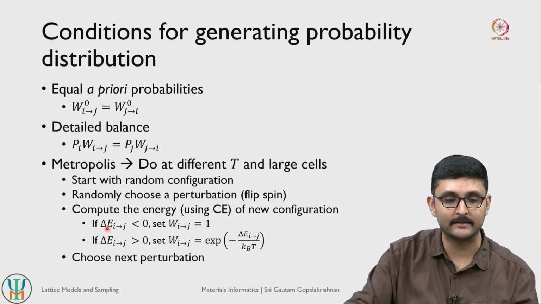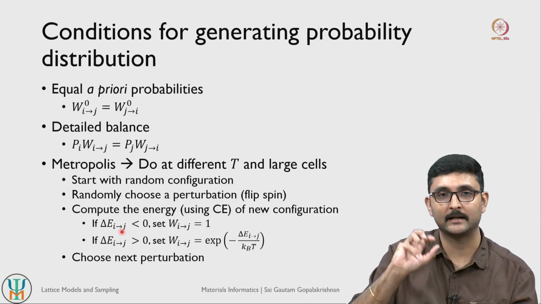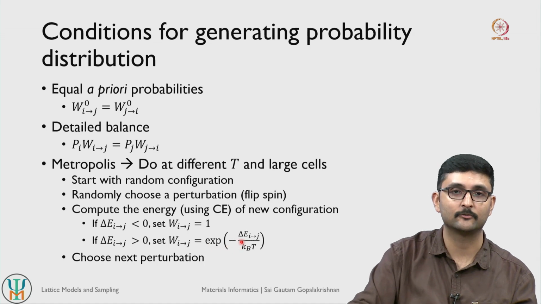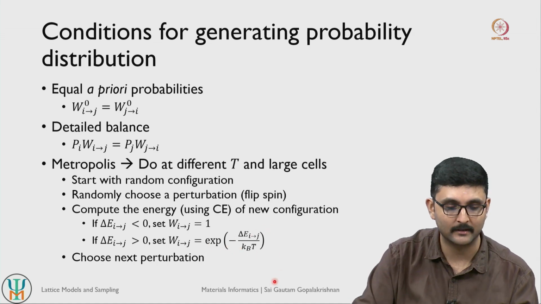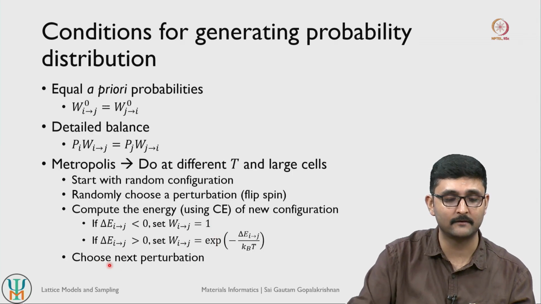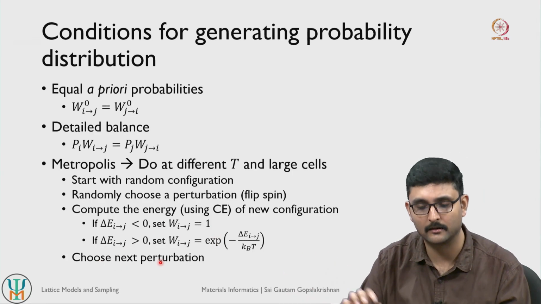So once you calculate the energy, we can then calculate the rate of transition. If it is downhill, then we set the rate of transition to 1, and if it is uphill, we set the rate of transition to be exponent of negative delta E, right. And then once we accept the transition, we then choose the next perturbation accordingly.